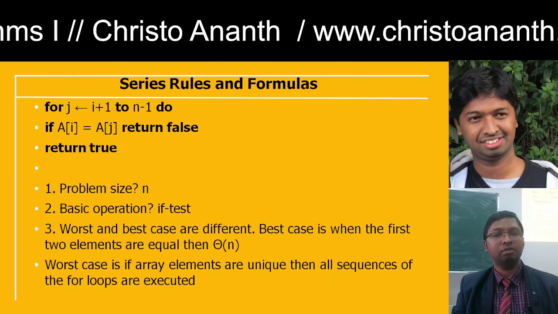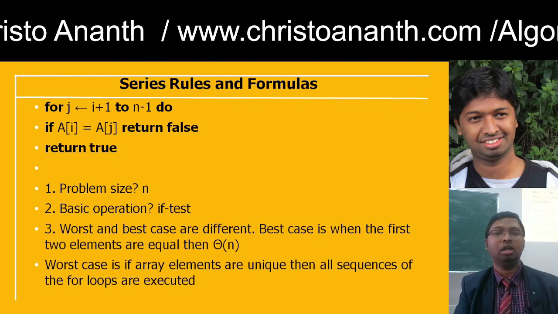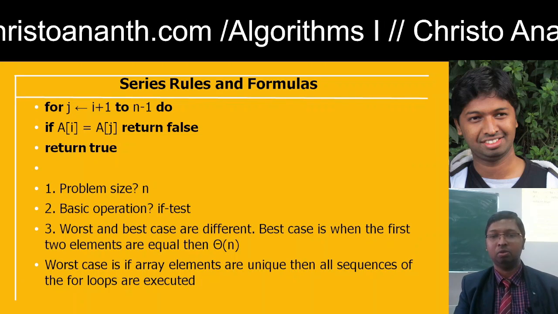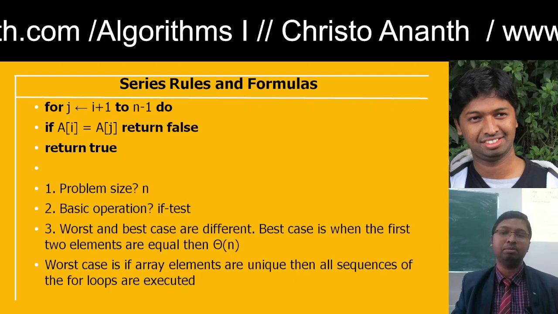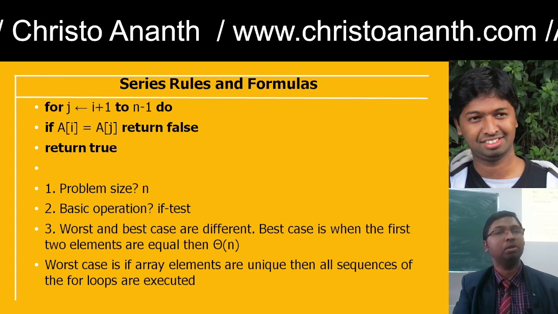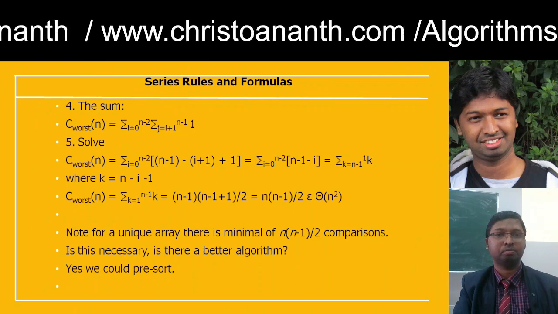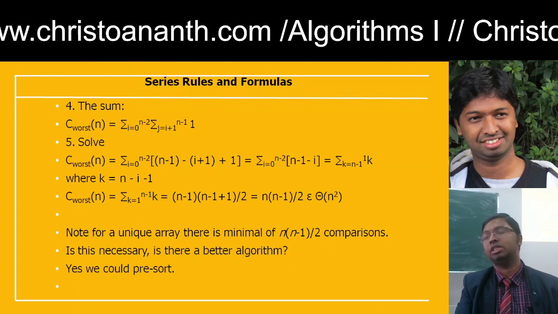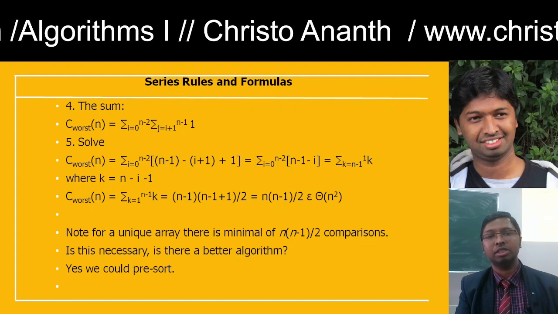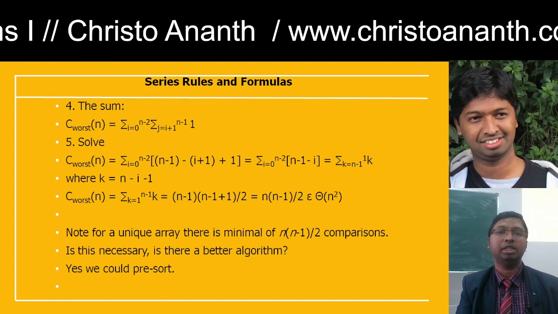Best case is when the first two elements are equal, then you have to find the value of theta(n). Worst case is if the array elements are all unique, then you are going to have the sequences for the for loop which are executed. Then you will find the sum. C worst of n is equal to summation i equal to 0 to n minus 2, summation j equal to i plus 1 to n minus 1.